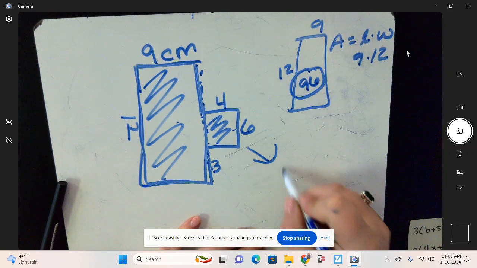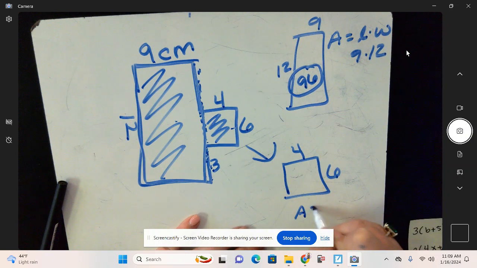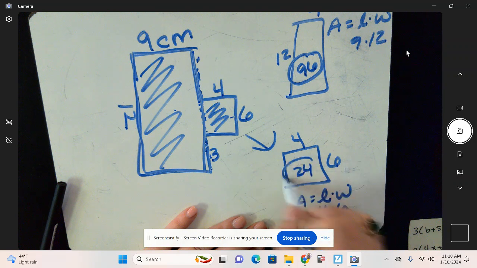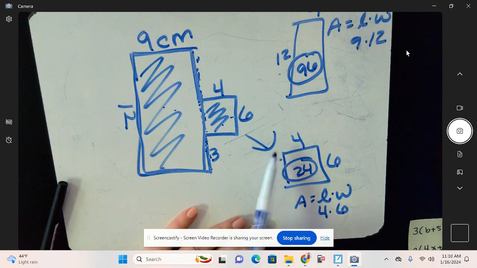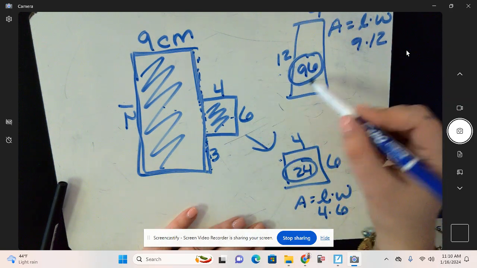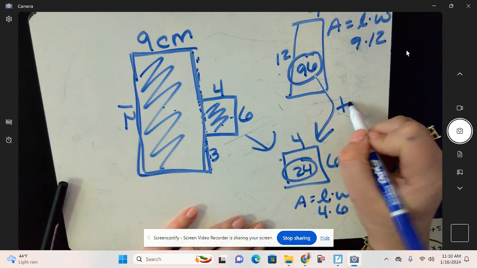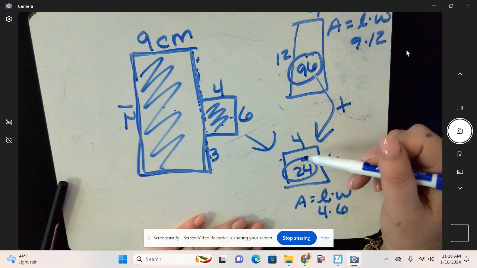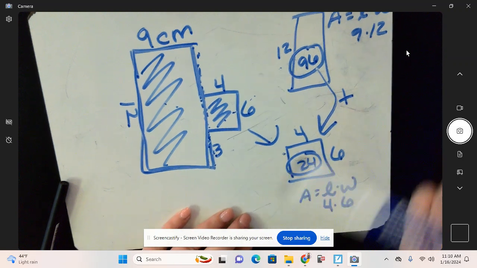And then this rectangle right here is 4 by 6. And I still have to do that area equals length times width. So I have 4 times 6, and 4 times 6 gives me 24. So if this rectangle equals 96 and this rectangle equals 24, what do they equal all together? We have to combine 96 with 24, and that's going to give us our answer. So once you combine 96 and 24, you'll have the total area for number 8.